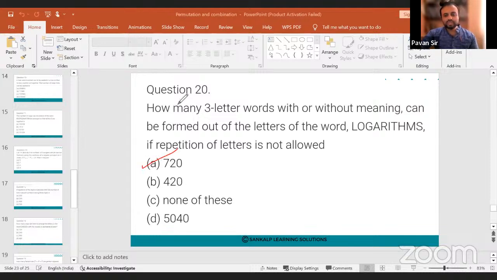720. So these are some questions which I gave for homework, with the answers. You just try to solve and get the correct answer. You should get the same answer after solving.